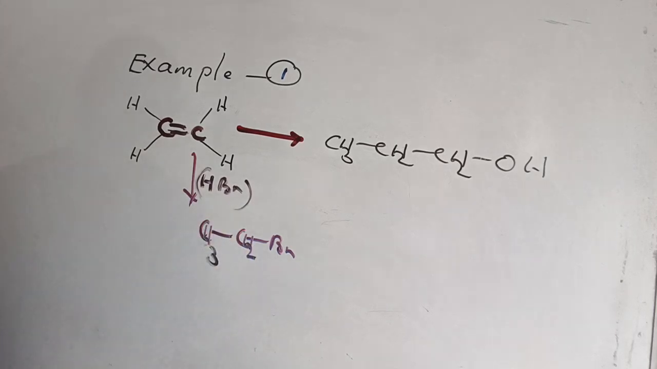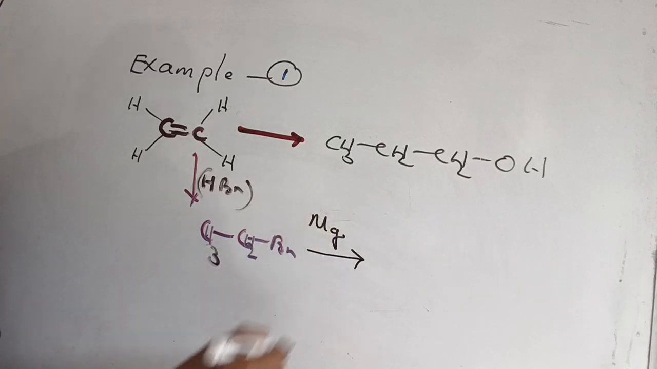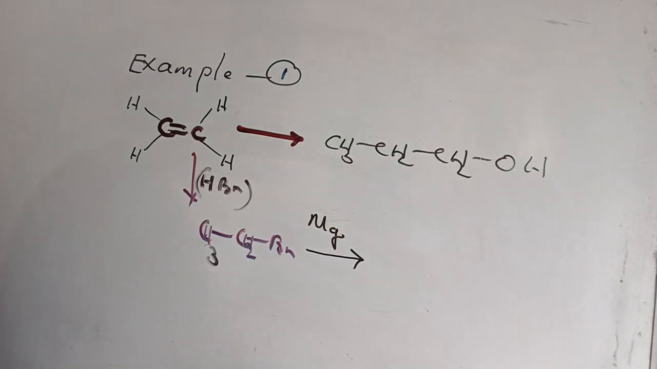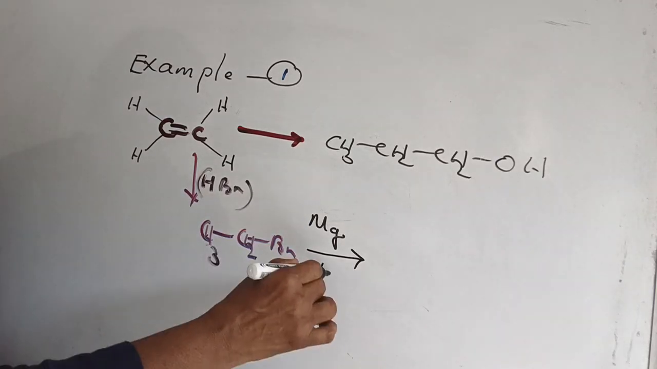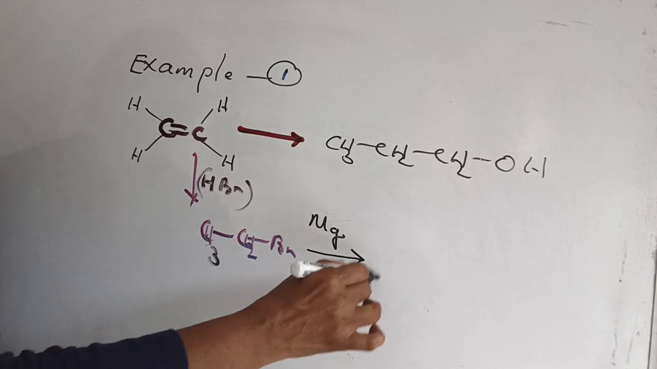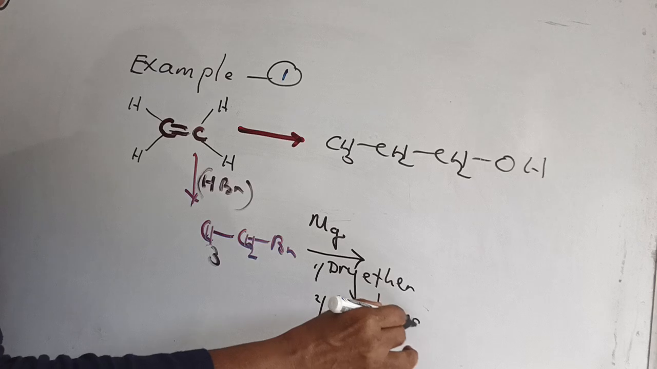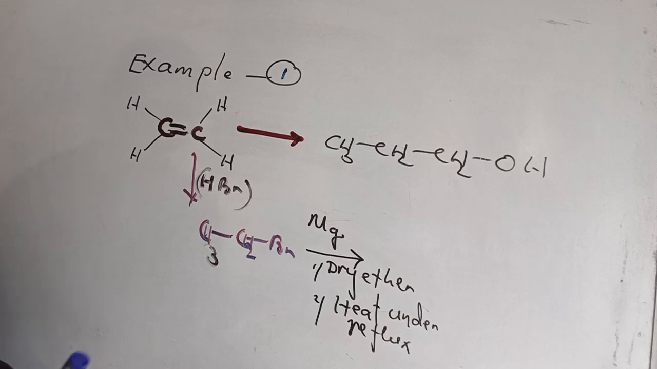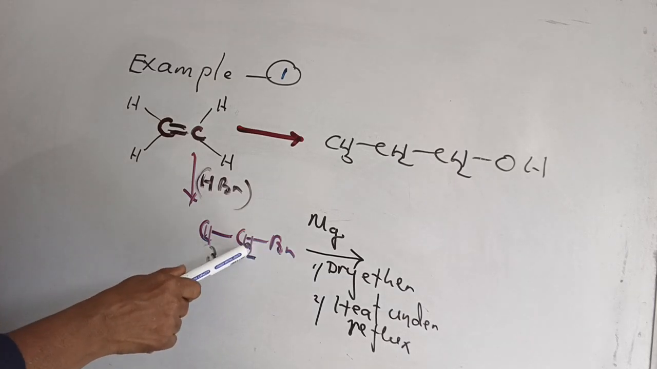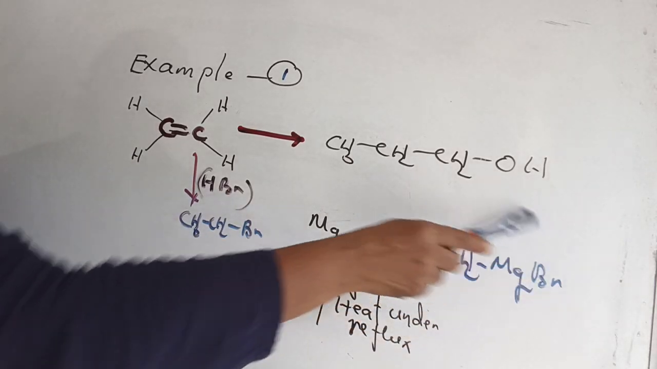Once we have the bromoethane, we should convert this into the Grignard reagent. To convert into the Grignard reagent, we should add magnesium and treat it with heat under reflux. So dry ether and heat under reflux are the two conditions. Dry ether is used as the solvent and it is subjected to heat under reflux, so we can convert this compound into the Grignard reagent, where the magnesium gets bonded to the bromine as well as the carbon. So our first step is to convert this into the Grignard reagent.